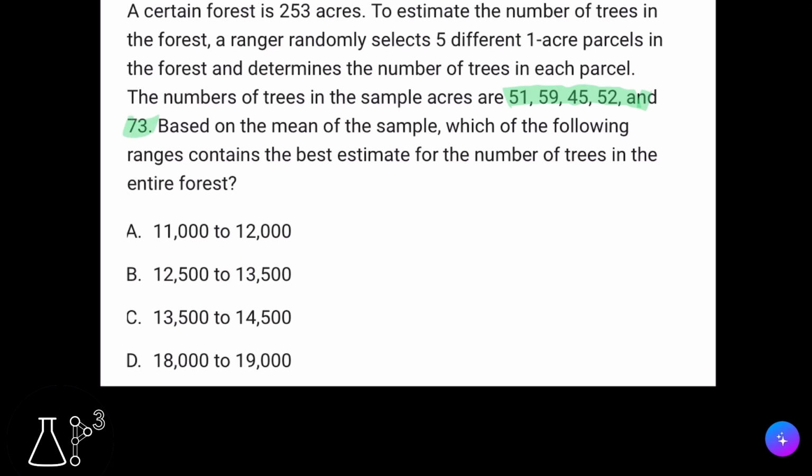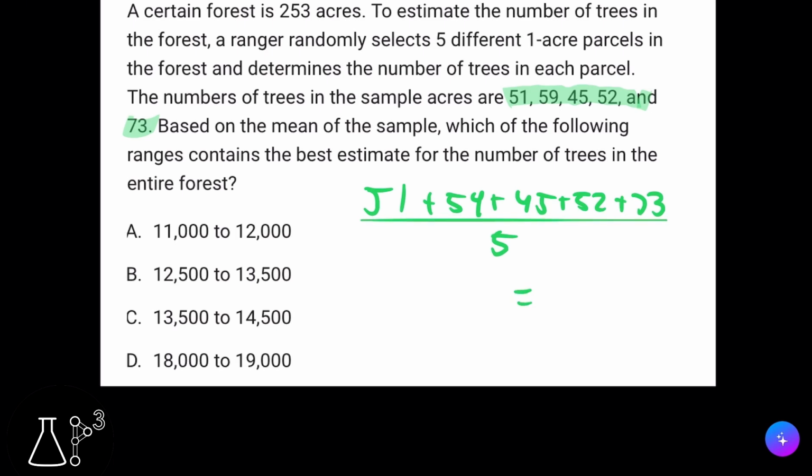And I want to combine all those numbers and divide by 5 to look for the mean of trees in each parcel. So 51 plus 45, that is my mistake, plus 59 plus 52 plus 73. And then divide this whole thing by 5, and that's going to give me my mean. So we plug it into a calculator, because you can use a calculator, and if you can do it mentally, that is amazing as well. But using a calculator is going to be a lot quicker. And you're going to get the answer of 56 trees per acre, or parcel, sorry.